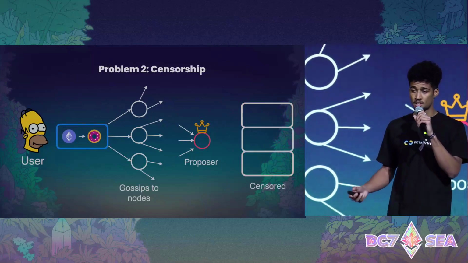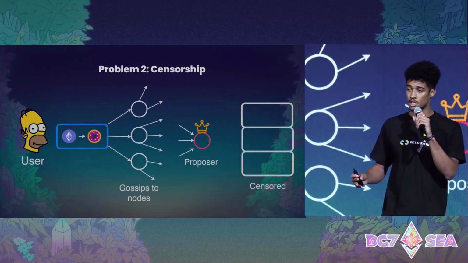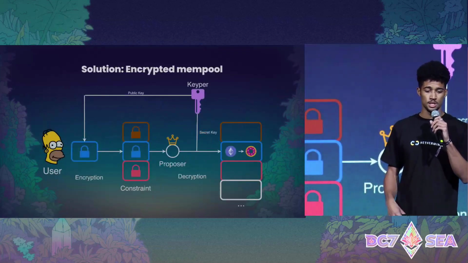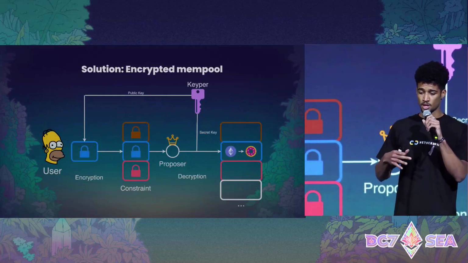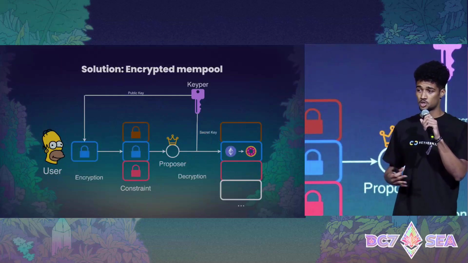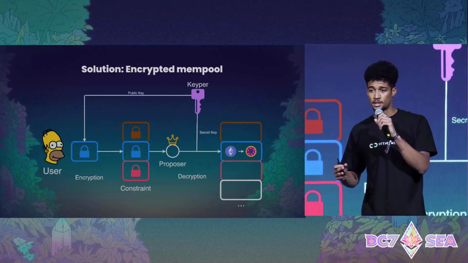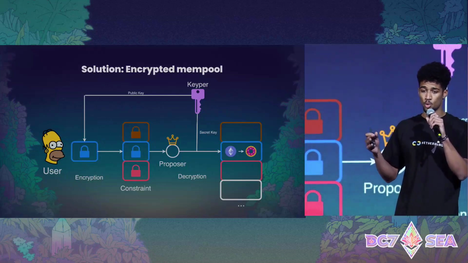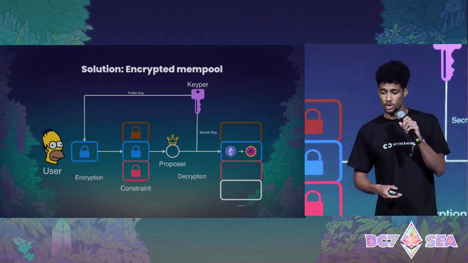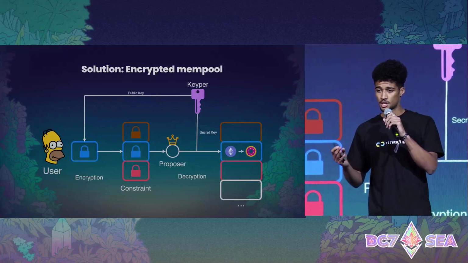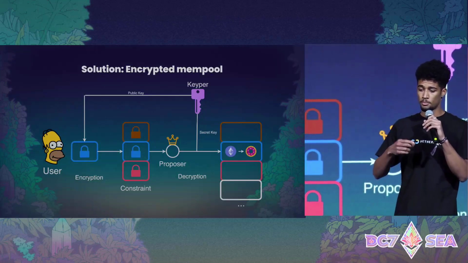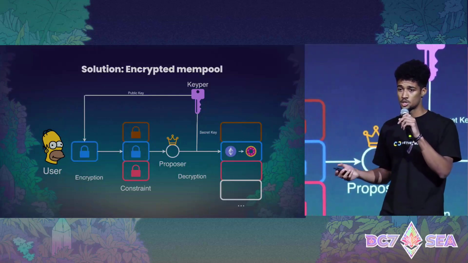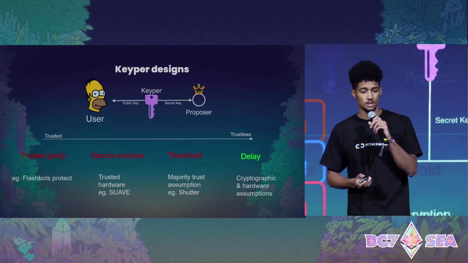The other problem is censorship. This is when the proposer doesn't include the user's transaction at all. Encrypted mempools are a solution to this. So the user posts their transaction encrypted in a public constraint, and the proposer is required to include all transactions from the public constraint in a predefined order at the top of their block. We need one extra component for this, known as the keeper, whose job is to publish the public key and release the secret keys just in time for the proposer to decrypt and include the transactions.